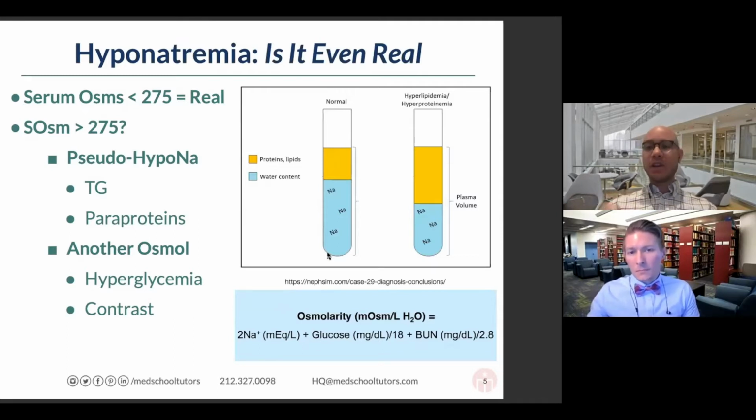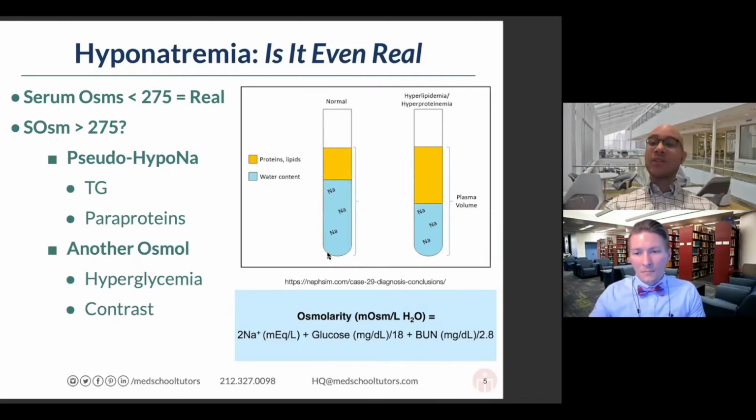So the first question you should ask yourself when you see hyponatremia on an exam or in real life is: is it a real hyponatremia? The way you answer that question is you look at your serum osms, because ultimately that's what we actually care about. That's what your brain cares about in terms of fluid shifts in that confined space. What is the osmolality? Now, if the serum osms are lower than 275, roughly, and you see hyponatremia, you've got the real deal on your hands.